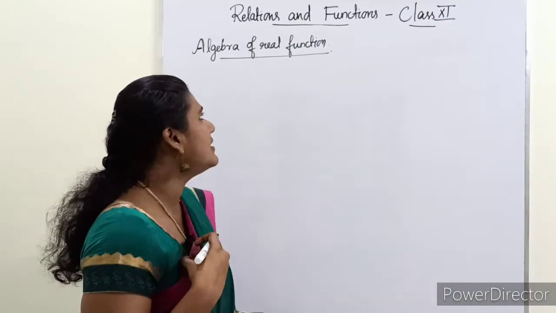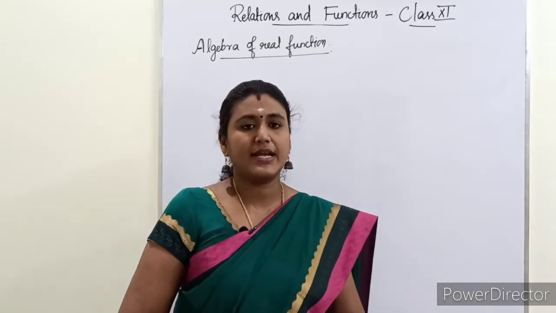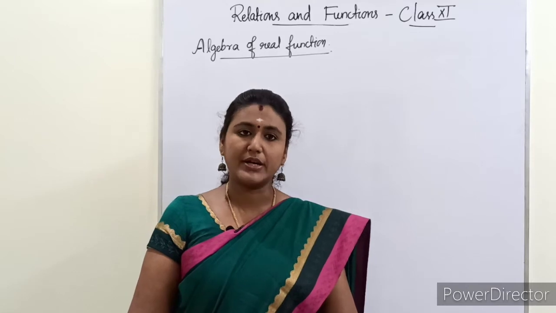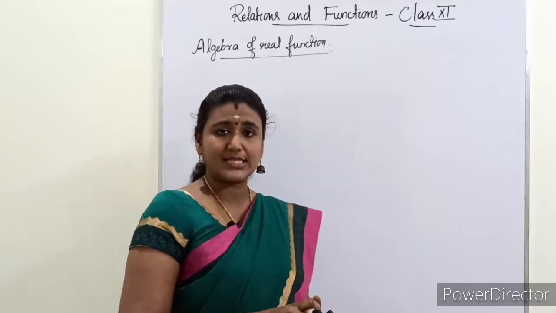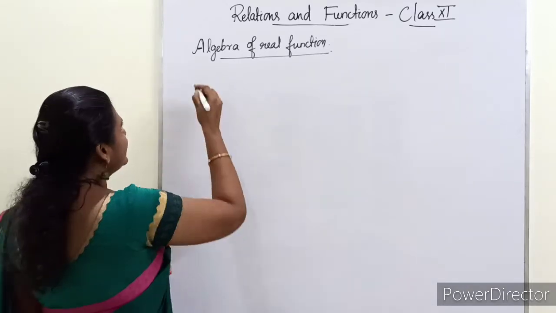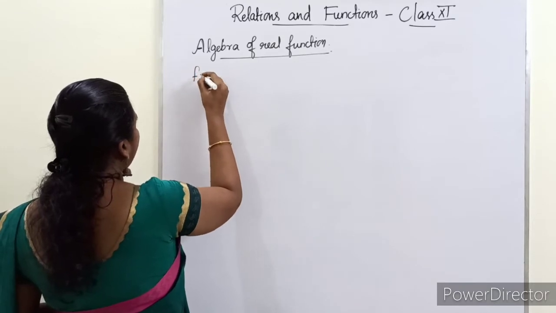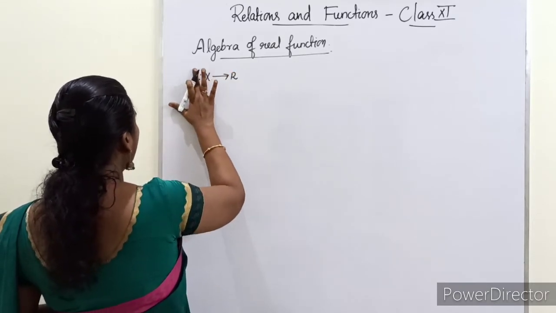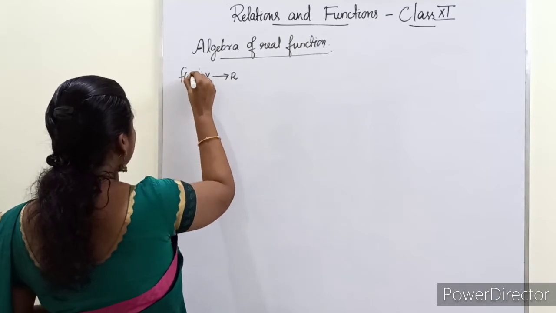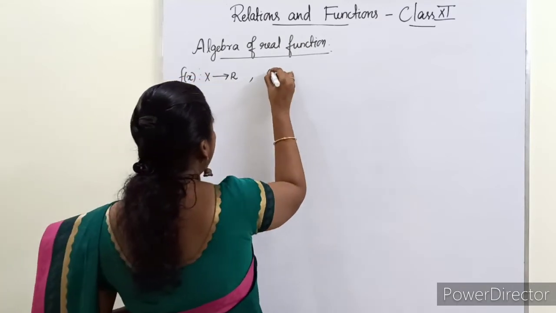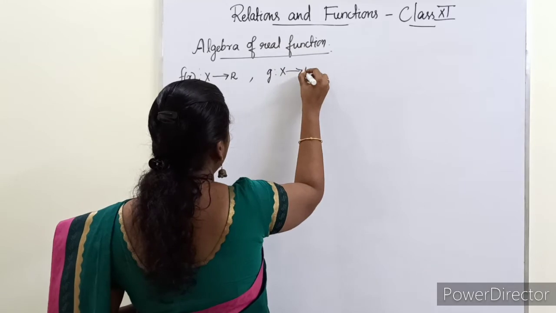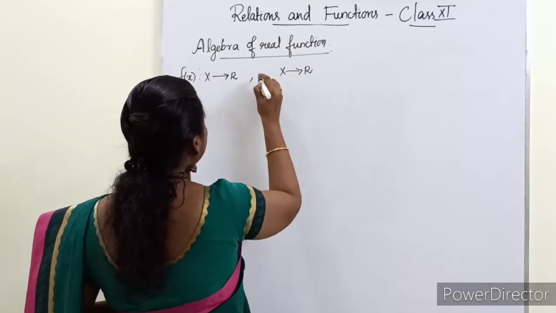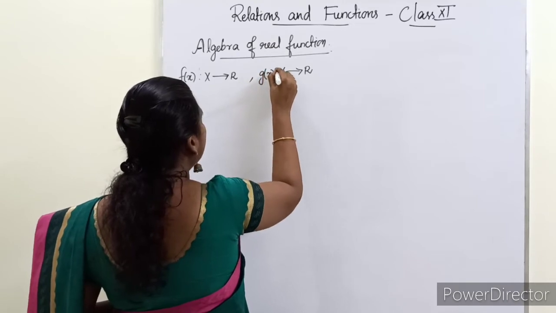So here we will learn the algebra of real functions, that is, how to add, subtract, multiply or divide two real functions. Suppose f is a function from X to R, with f of x denoted as f(x), and g is a function from X to R, with g of x denoted as g(x). These are the two real functions.